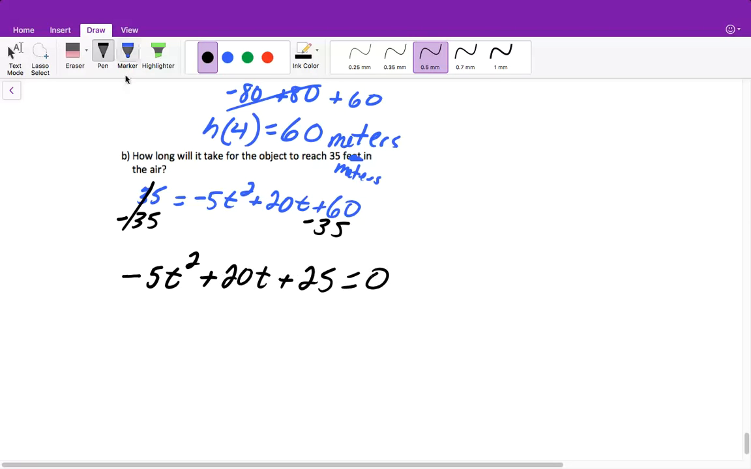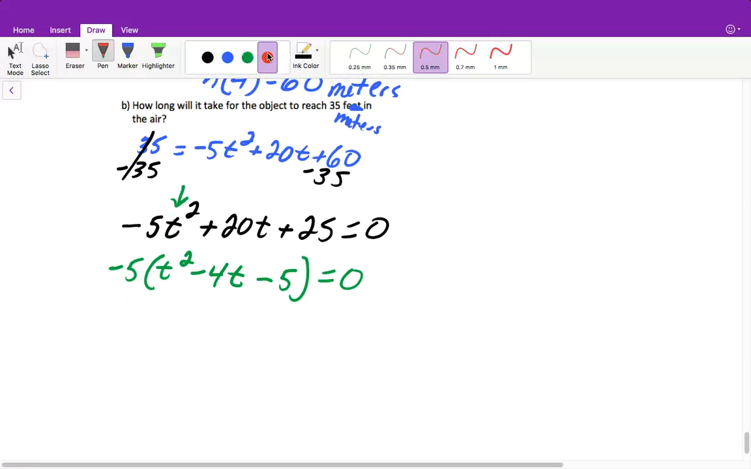Whenever we go to solve for this, we want our x squared, or in this case, our t squared, to be a positive 1. So that means I'm going to factor out my negative 5. So I'm left with positive t squared minus 4t minus 5 is equal to 0. Now, since we have an equation, I can get rid of that negative 5 by dividing it on both sides. And we get t squared minus 4t minus 5 is equal to 0.